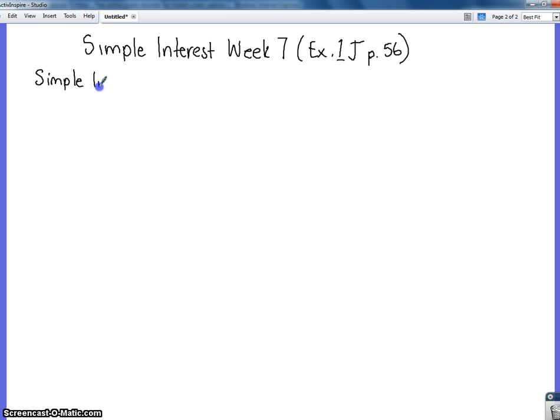When we calculate simple interest, we use a formula that looks like this. Now, I would like to think that you've seen this formula before. Hands up if you have seen this formula before. None of you. Okay.